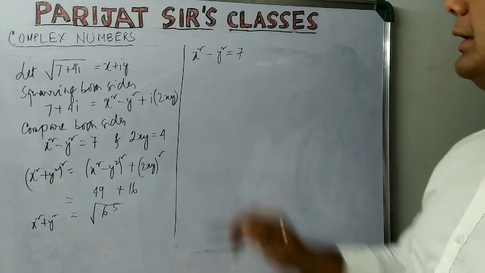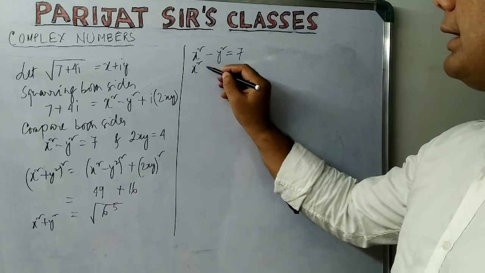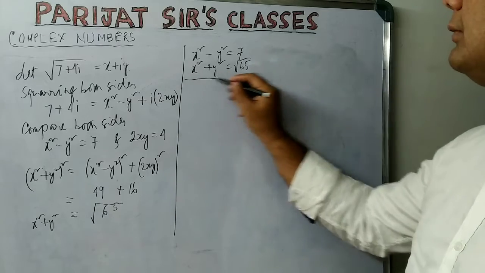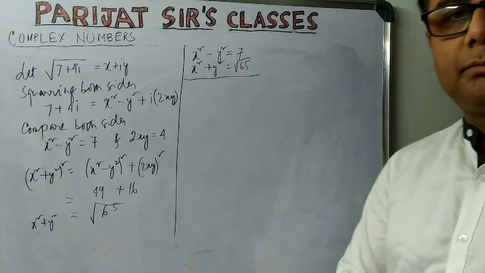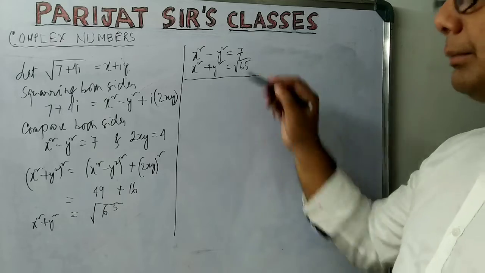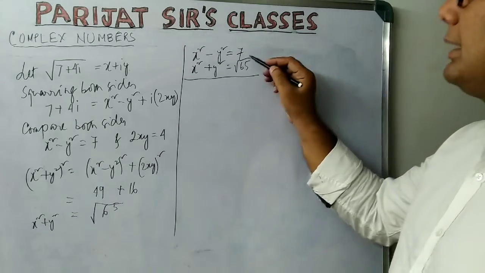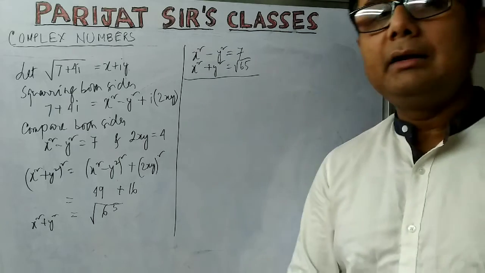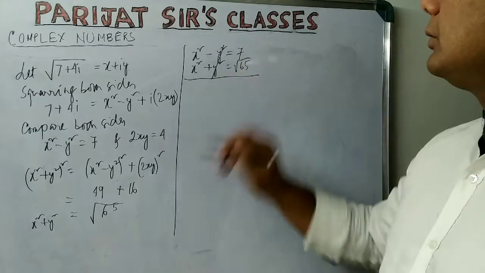So x square minus y square is 7, and we know x square plus y square is root 65. So the calculation will come a little bit weird, but just see how to do. In case you get a number which can be done a square root, so this will make the calculation very easy. But anyhow, I took the number from my mind. So let's see. So this cuts out.